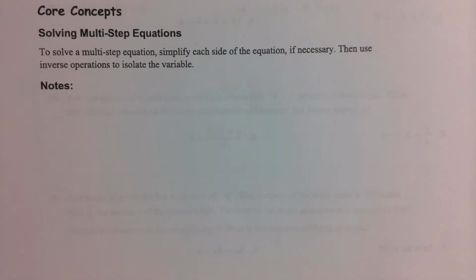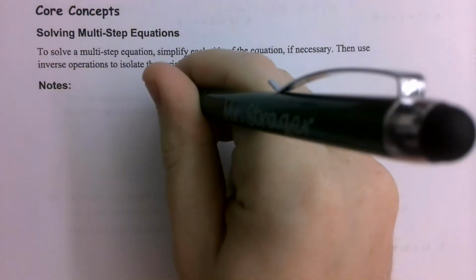Now, last time we talked about how to solve one-step equations, and we talked specifically about using the inverses and undoing everything attached to our x. But this can sometimes be a little bit problematic. Let me give you an example.